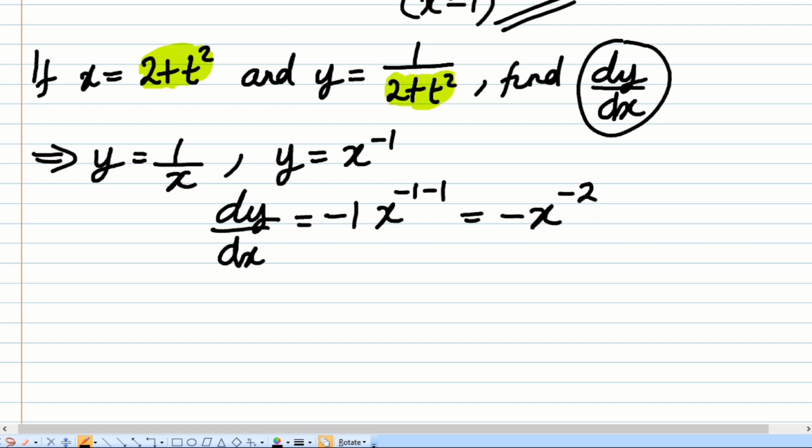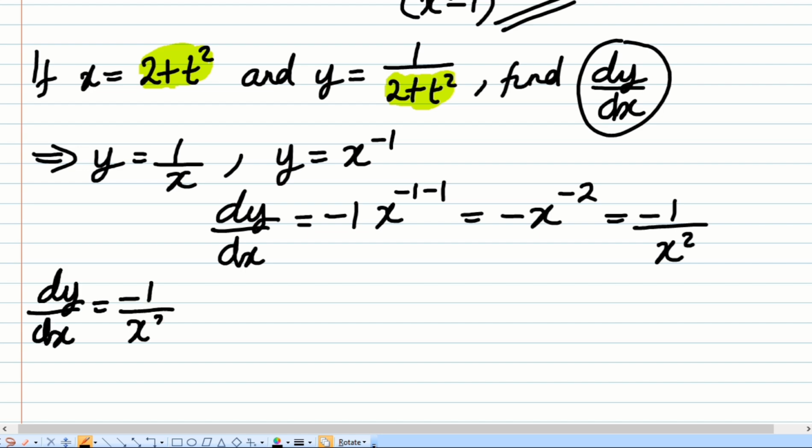Very simple. Now let's try to put things out neatly using the negative index rule again. This can be written as minus 1 over x raised to power 2, right? So if I take this x raised to power minus 2 down, it becomes x raised to power 2 again. That's the negative index law in indices. Okay, so this will be our answer. We just have that dy on dx is equal to minus 1 over x squared. However, remember that x is what?